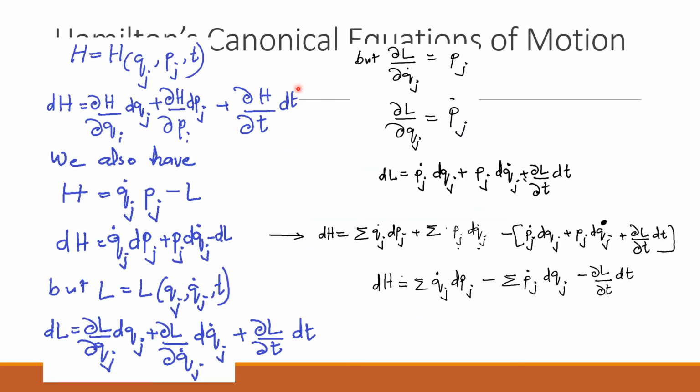Now we have to find Hamilton's canonical equations of motion. Just like we learned Newton's equations, here also we are finding Hamilton's canonical equations of motion. So how can we find the equations of motion using the Hamiltonian concept? We defined the Hamiltonian function H as H of Qj, Pj, t. That is, the Hamiltonian is a function of coordinate, momentum, and time.